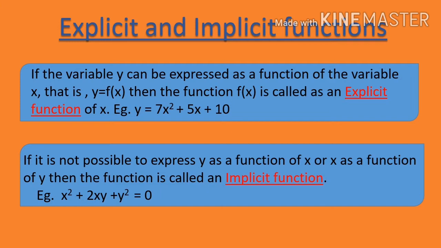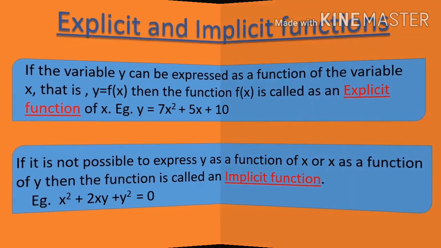Now sometimes it is not possible to express the given variable as a function of some other variable alone, like for example, y as a function of x or x as a function of y alone. Then such functions are called implicit functions. For example, x square plus 2xy plus y square is equal to 0. In this you can see there are both the variables x and y which cannot be separated easily. So such functions are called implicit functions. Now let us see how to differentiate these implicit functions. Let's start with exercise 3.4 directly.